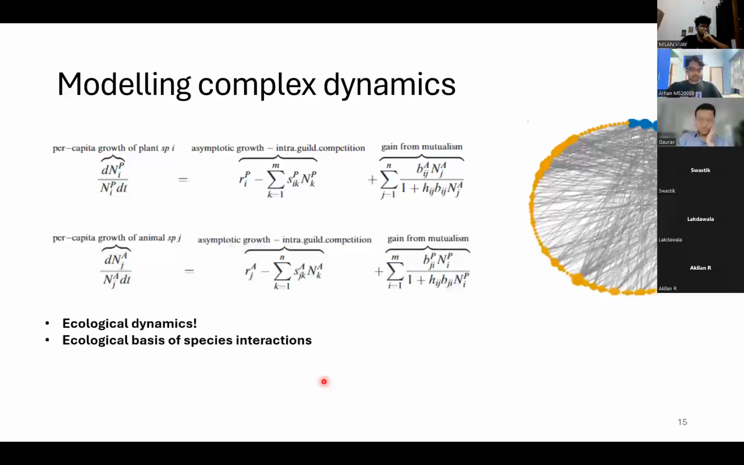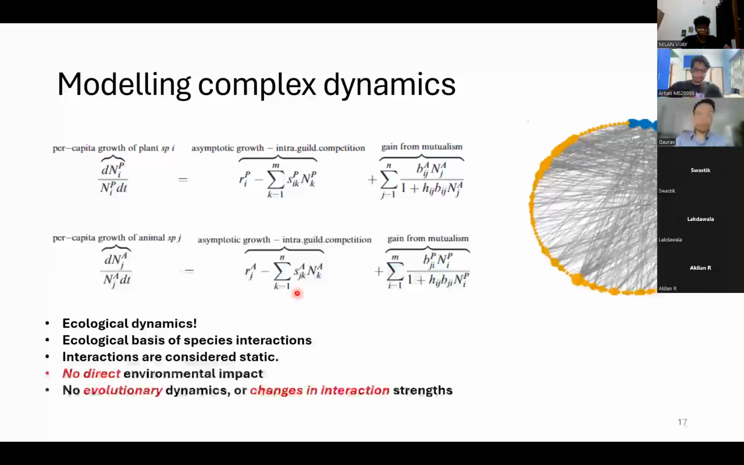Of course, these equations can give us a picture of how such networks can respond over time, but it doesn't give us a complete picture. Interactions between species are considered static, which means they do not change over time. In addition, there's no direct environmental impact in this way. In such models, you assume the r_i are somehow related to some kind of environment. So basically, there are no evolutionary dynamics or changes in interaction strengths.